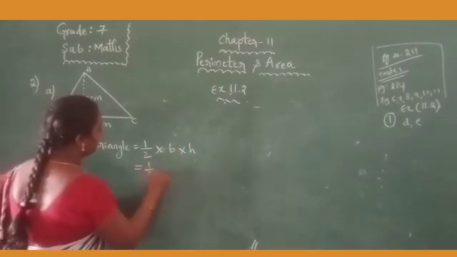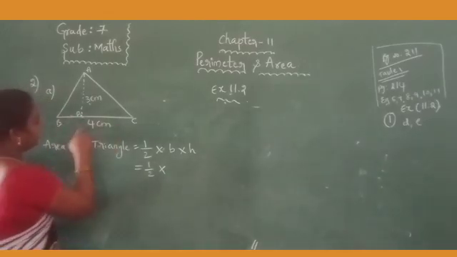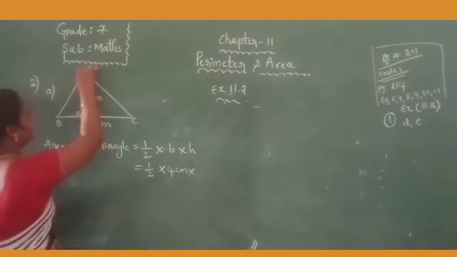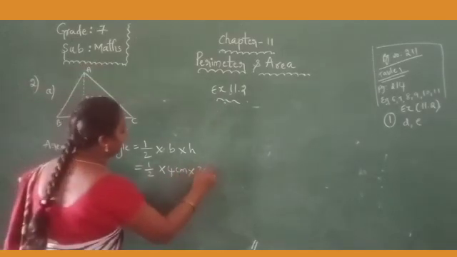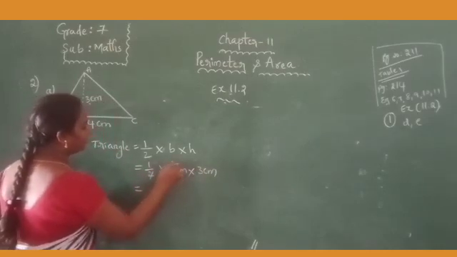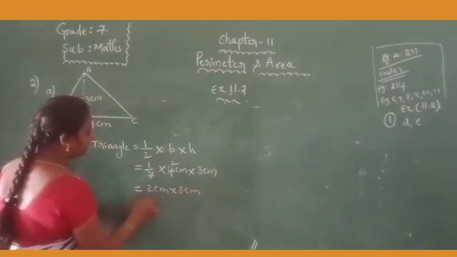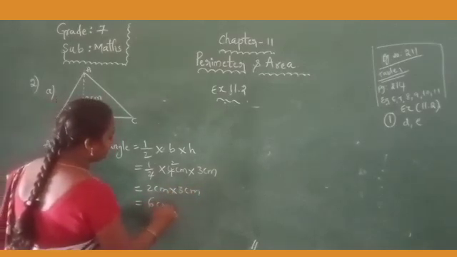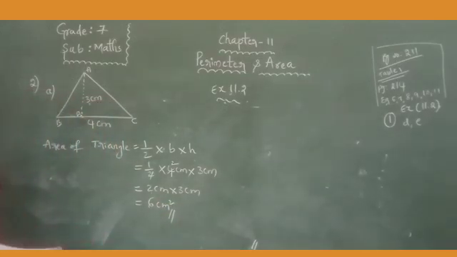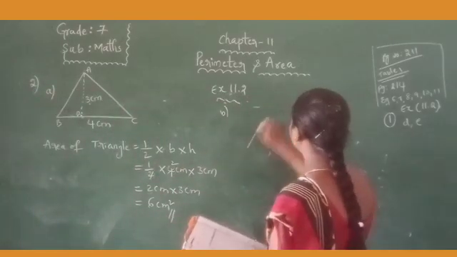Half means 1/2. Half into base, the base is 4 centimeters, into height, this height is 3 centimeters. Now simplify, 2 ones, 2 2s, then 2 centimeters into 3 centimeters, 2 3s 6 centimeter square. Now this is the area of the triangle. And next come to the second triangle.